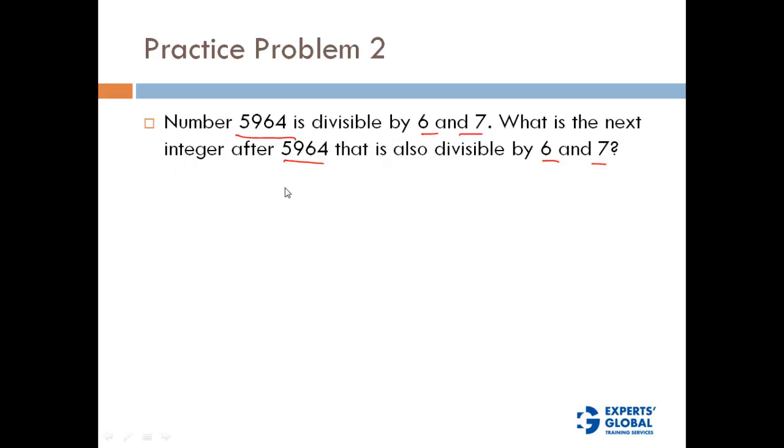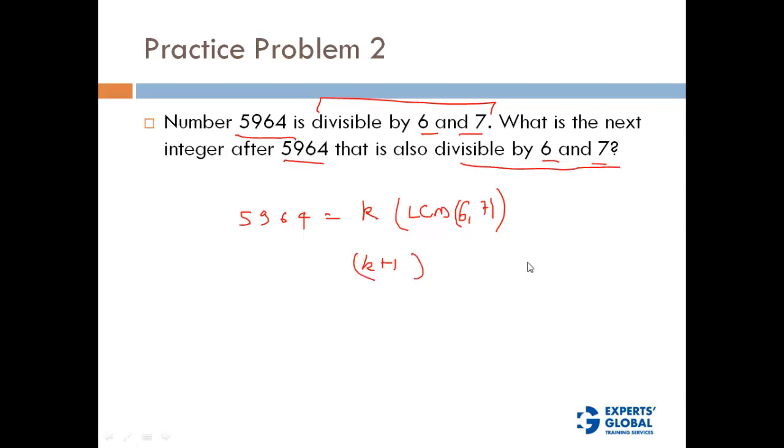Okay. So basically, if you understand this question, what it is saying is 5964 is equal to some multiple, let's say k multiple, because when it says divisible by 6 and 7, that means it is some multiple of the LCM of 6 and 7, right? Correct. Now we need the next multiple that is also divisible by 6 and 7. That means we are talking about k plus 1 times LCM of 6 and 7, correct? That means basically we need to add LCM of 6 and 7 to this number.